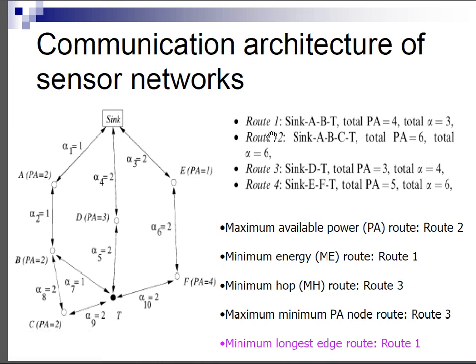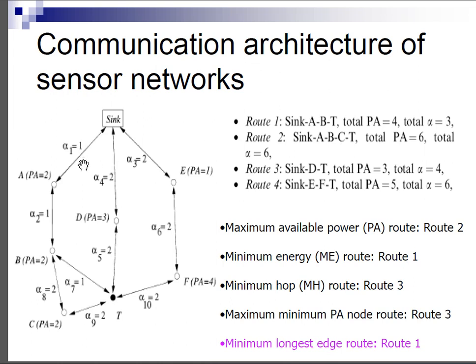The first route is a minimum energy route, for example, and a minimum longest edge route. Number 2 is, for example, the maximum available power route, where we have the maximum available power in these nodes. Route number 3 is a minimum hop route, meaning the fewest number of devices between. And also the maximum minimum available power node route. So we have different kinds of routes here.